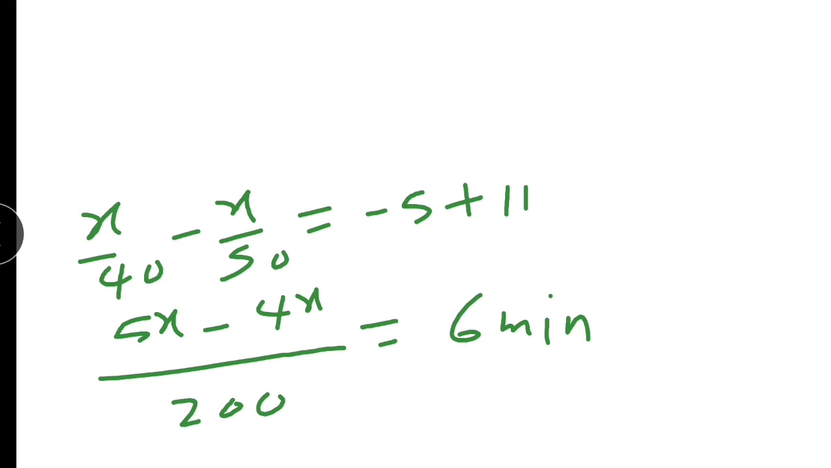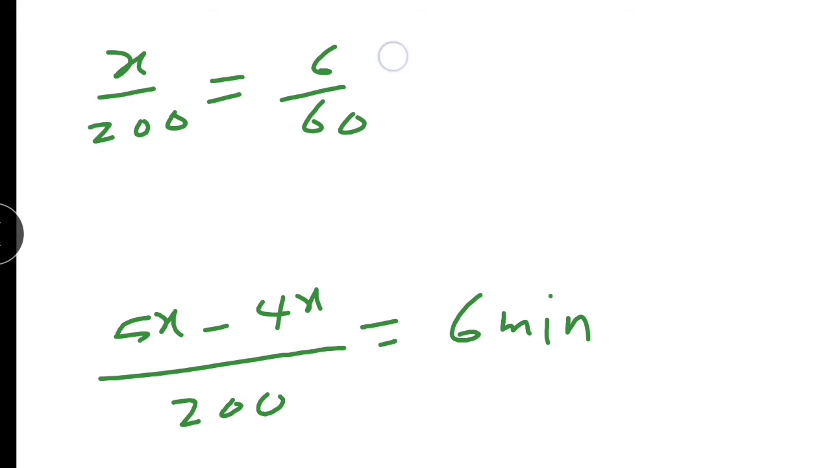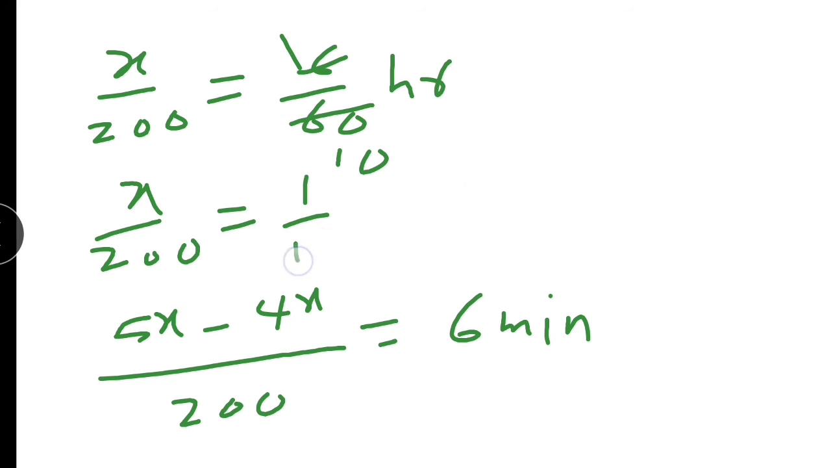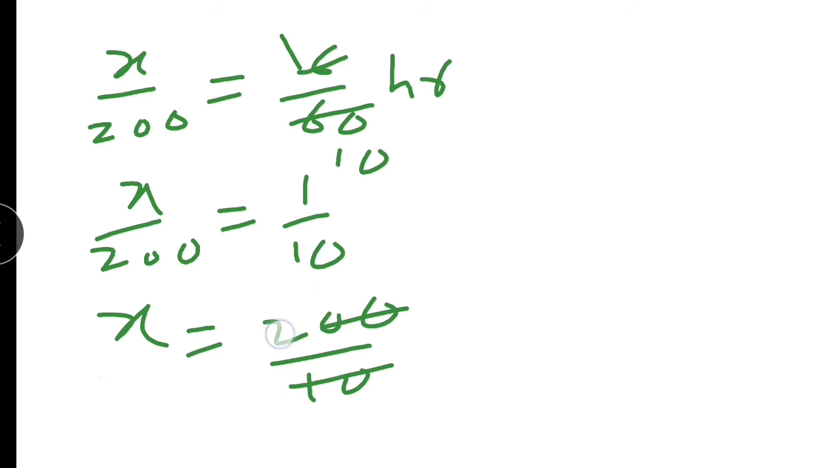So now 5x minus 4x is x divided by 200. It is equal to the minutes converted into hours, so 6 by 60 hours. So 6 ones are 6, 6 tens are 60, then x by 200 equals 1 by 10. So x equals 200 divided by 10, 10 20s are 200. So the distance the train traveled is 20 kilometers.